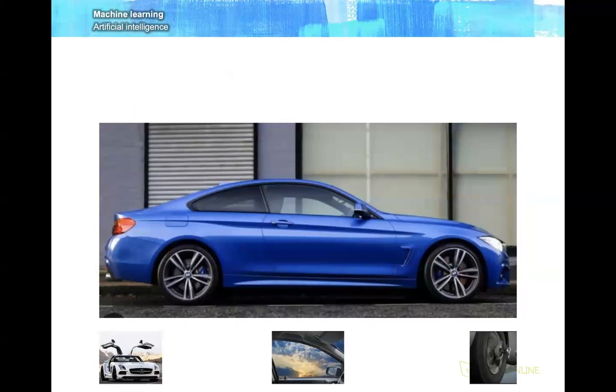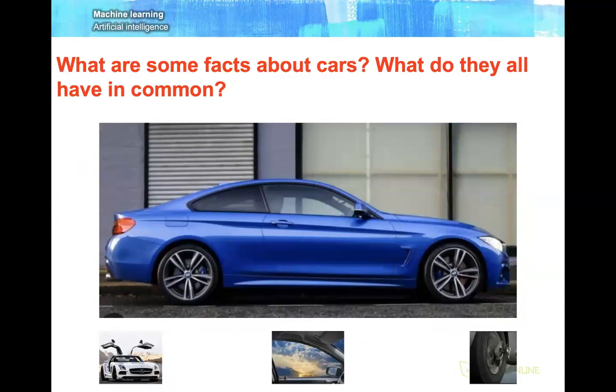So here is a car, and all I want you to say is what are the facts about the car? What do they all have in common? So the answers are below, but just take a minute and think about it. So the first one is they all have doors. Next they have windows. Next they have engines. Next they have tires. There's so many.